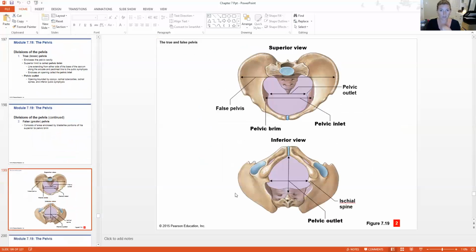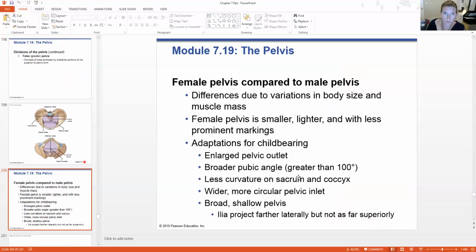There you see some of the differences between these two. And these are some terms that we'll be using: pelvic brim and pelvic inlet, right? Inferior view here, looking kind of up into someone's pelvis, just their bones.